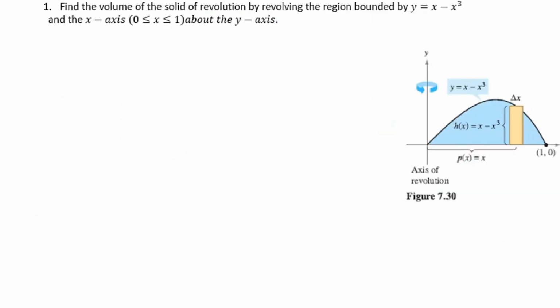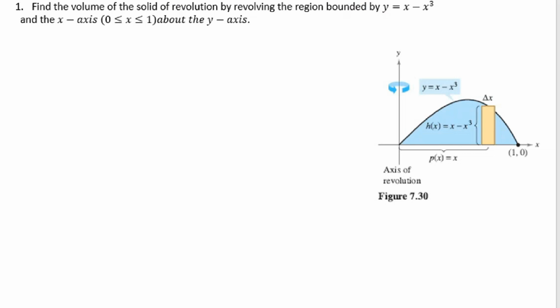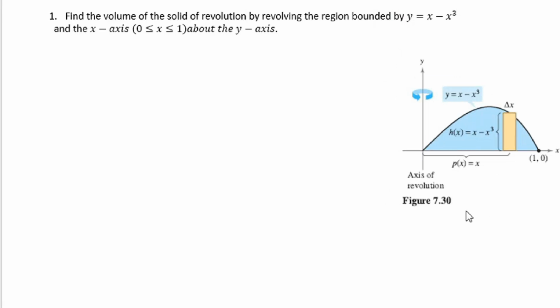Now let's take a look at an example. Find the volume of the solid of revolution by revolving the region bounded by y equals x minus x cubed and the x-axis, where x is greater than or equal to 0 and less than or equal to 1, about the y-axis. This is represented by figure 7.30. Because the axis of revolution is vertical, the y-axis, we use a vertical representative rectangle.